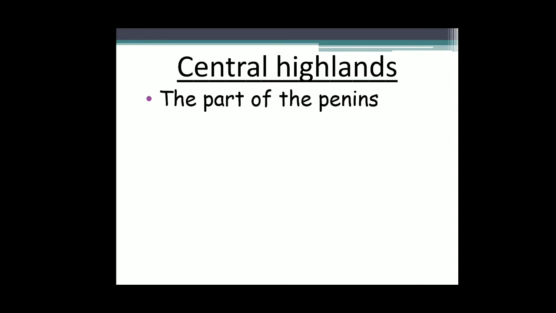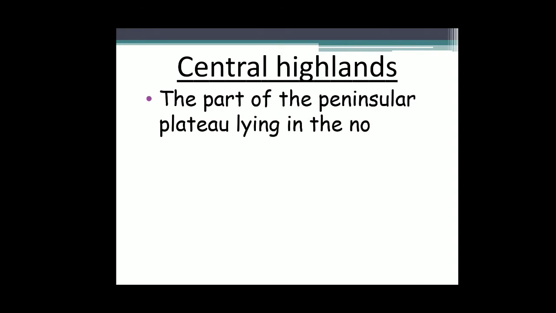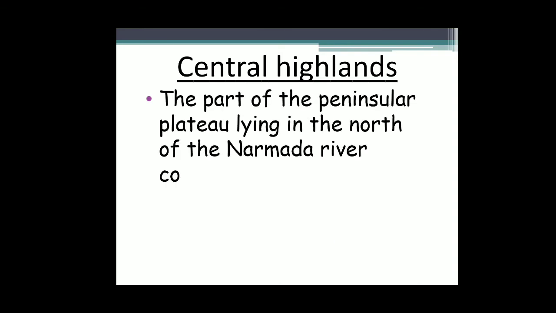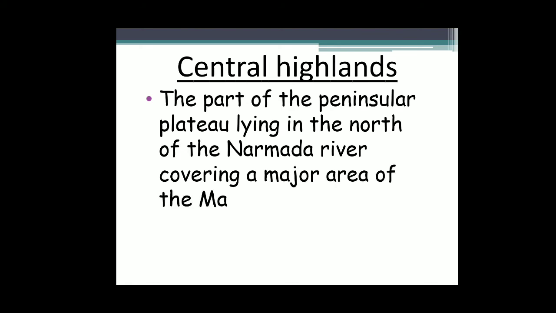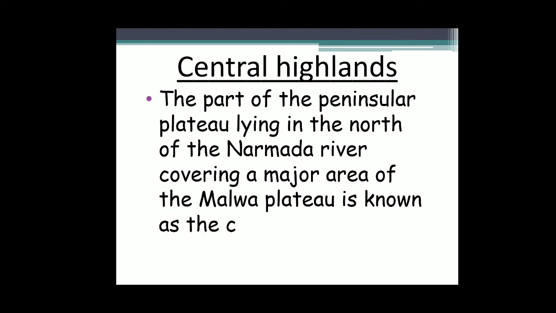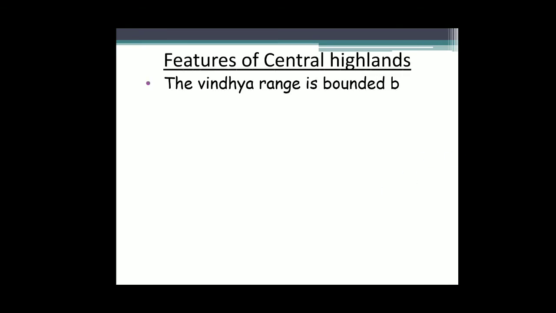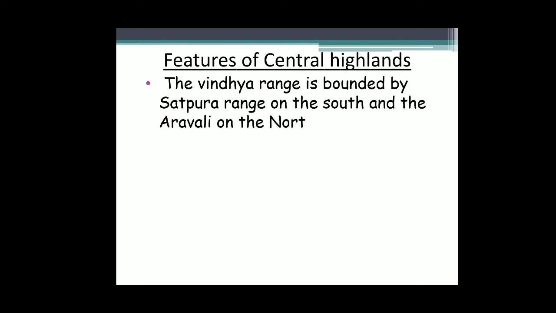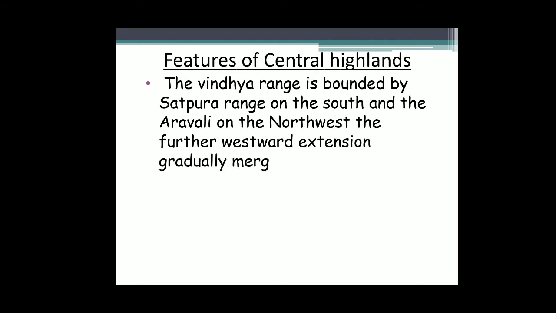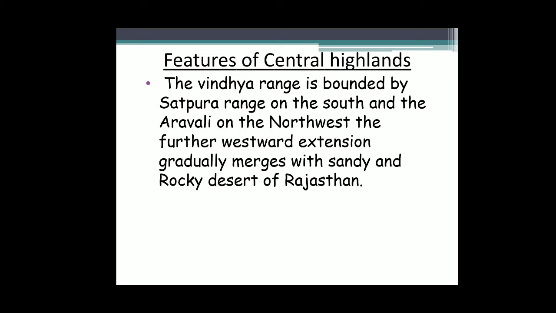The Central Highland: the part of the peninsular plateau lying in the north of the Narmada River, covering a major area of the Malwa Plateau, is known as the Central Highland. Features of Central Highland: the Vindhya range is bounded by the Satpura range on the south and the Aravali on the northwest. The further westward extension gradually merges with the sandy and rocky desert of Rajasthan.